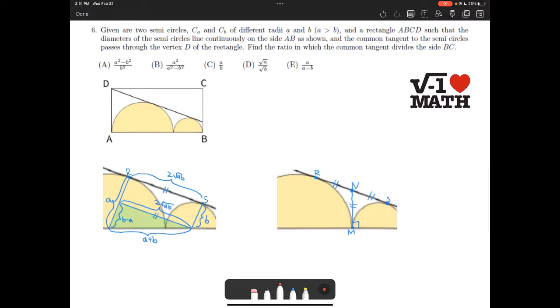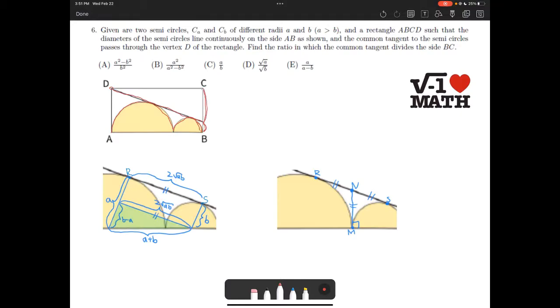Now for problem number 6, we have 2 adjacent semicircles, 1, 2, and their common external tangent passes through vertex D of rectangle ABCD. And now we need to find the ratio in which the common tangent divides the side BC. So either this to this or this to this.